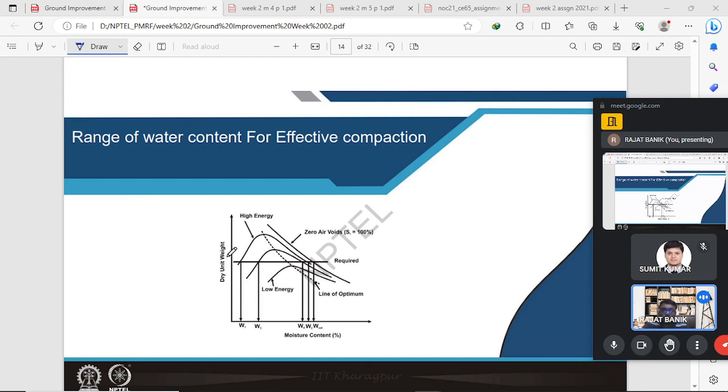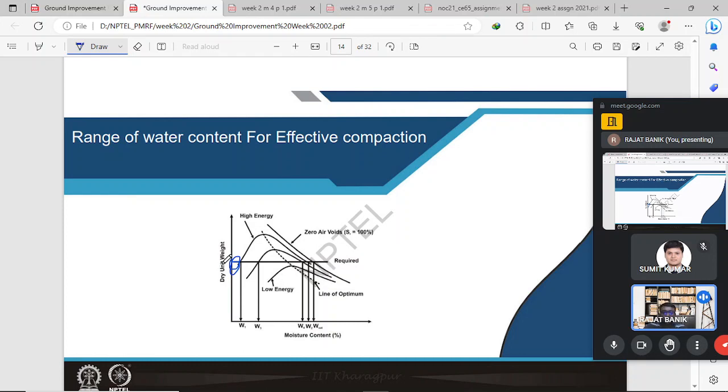And if we choose that in the field our targeted compaction is 20 kilonewton per meter cube, that means we achieve a maximum dry density up to 20. Say this point is 20, marked in the graph. That means this point is 20 kilonewton per meter cube. We achieve up to that maximum dry density, and by trial and error we apply three types of energy. One is moderate, another one is high energy, and another one is low energy.